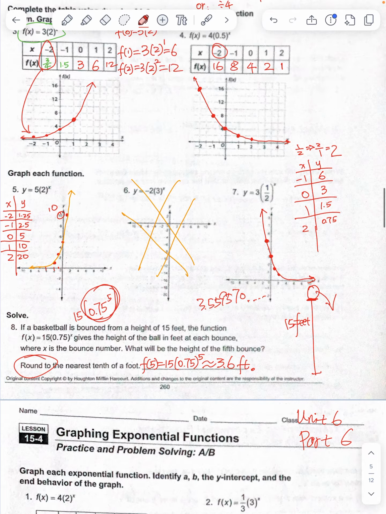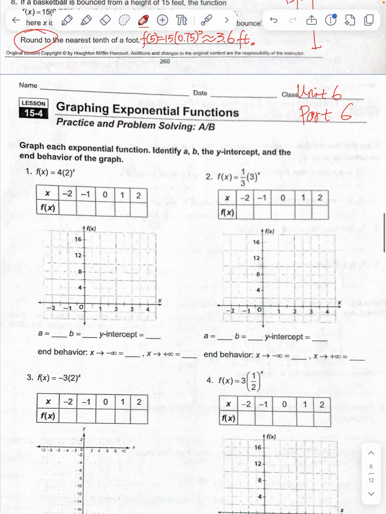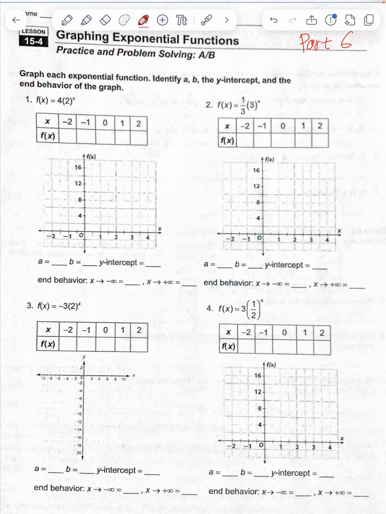The same as the previous one, right? Constructing, graphing, kind of the same. Okay, graph each exponential function, identify a, b, y-intercept, and the behavior of the graph. And the behavior. What is end behavior? It is when the x value goes extremely big or extremely small. One goes to positive infinity, another one to negative infinity.